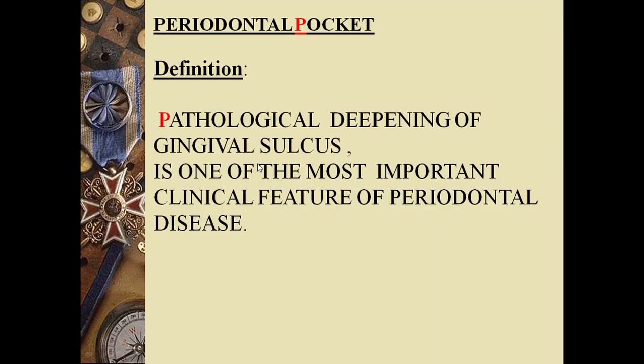Coming on to the definition. The definition of pocket is: it is the pathological deepening of the gingival sulcus. But whenever I go through the papers, I have seen that students write only deepening of gingival sulcus. I don't know why they forget writing pathological deepening. So P for pocket, P for pathological deepening. Don't just write deepening of gingival sulcus. Write pathological deepening of gingival sulcus. And it is one of the most important clinical features of periodontal disease.